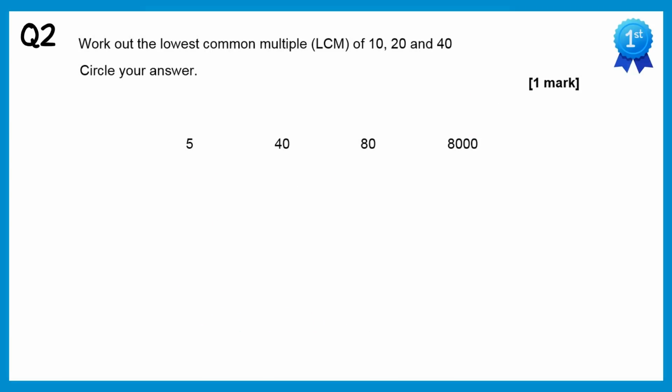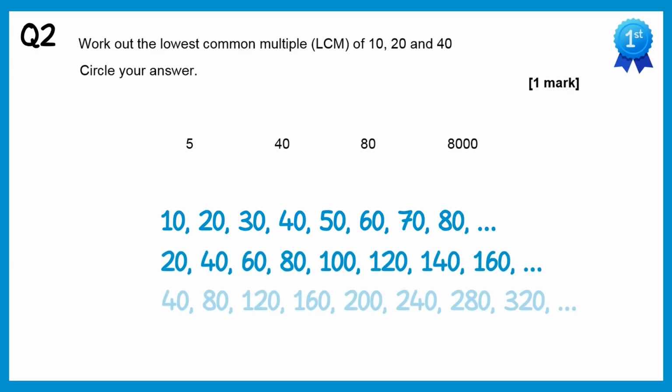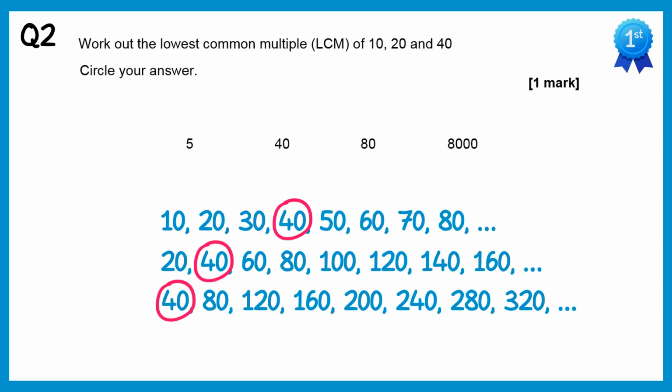For this one, we're trying to find the lowest common multiple of 10, 20 and 40, so we'll just write out the multiples of 10, the multiples of 20, and the multiples of 40, and we're looking for the lowest number that's in all of the lists. That number happens to be 40, so that's the answer.